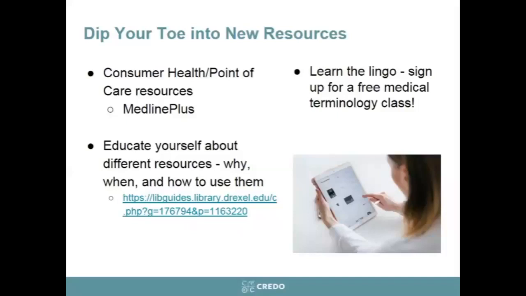But there's a lot of different resources that you can explore available for free. So I would say also, if the language of medicine is something that trips you up or you're less familiar with, sign up for a medical terminology class. There's plenty of free online ones. I took one as an undergraduate in college because I needed one extra credit.